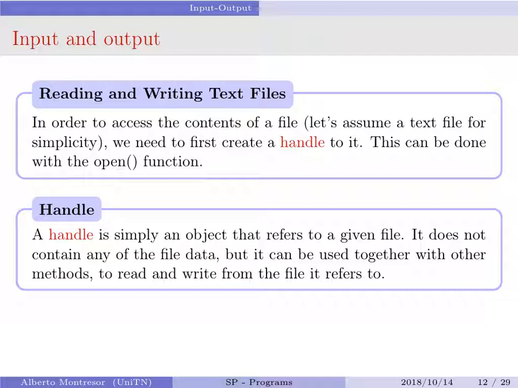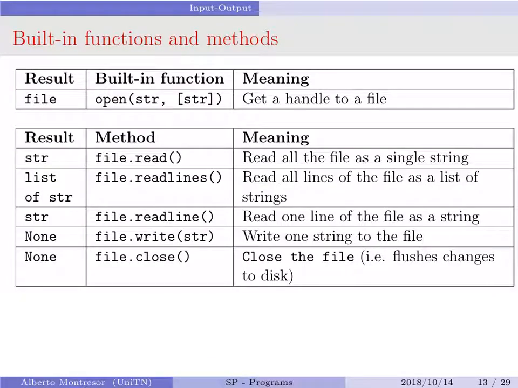Okay, so whenever you want to access a file, you get a handle to the file, and you get this through the open function that you find here. A handle is an object that refers to a given file. It is a mechanism to access the file, not the file itself. What you use is open, in which you open a specific file, and you may have additional information on how to open the file.